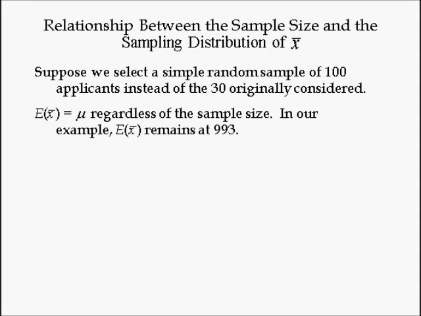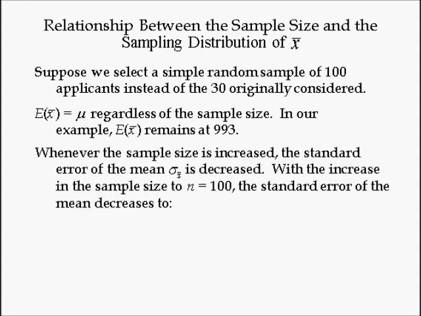Suppose we select a simple random sample of 100 St. Andrews College applicants instead of the original 30. The expected mean of the sample is equal to the population mean regardless of the sample size. In our example, we expect the sample mean to be equal to 993. Whenever the sample size is increased, the standard error of the mean, sigma x bar, also known as the standard deviation of the sample mean, is decreased. With the increase in the sample size to n equal 100, the standard error of the mean decreases to the population standard deviation of 80 divided by the square root of the sample size 100, which equals 8.0.